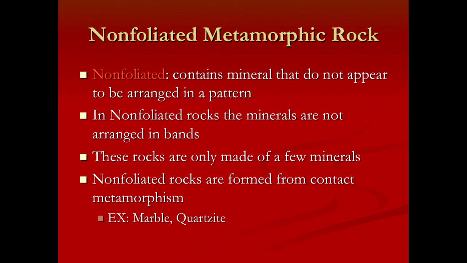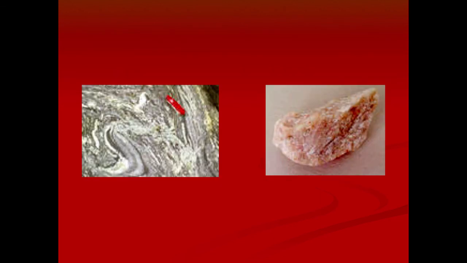Non-foliated rocks contain minerals that do not appear to have any pattern or arrangement. So if they do have bands or have a pattern to it, we call it foliated. If they don't, it's non-foliated. These rocks are only made out of a few minerals, and they can form from contact metamorphism. Examples are quartzite and marble. So here's what quartzite looks like. Here's what marble looks like.